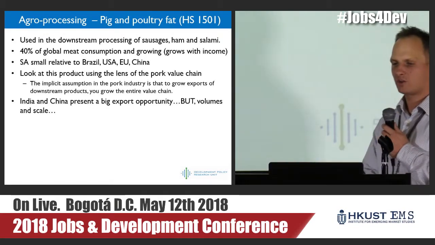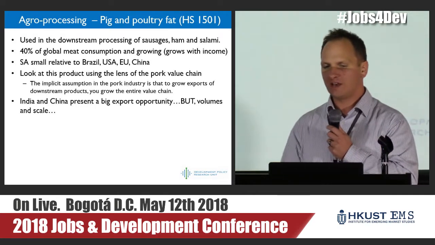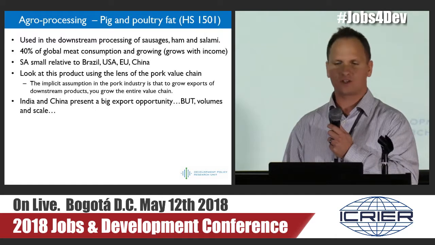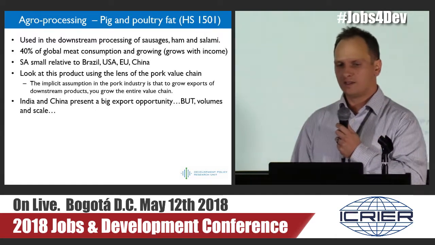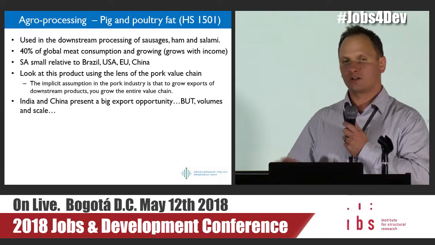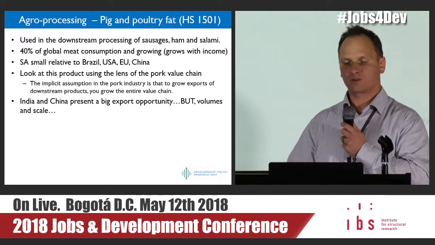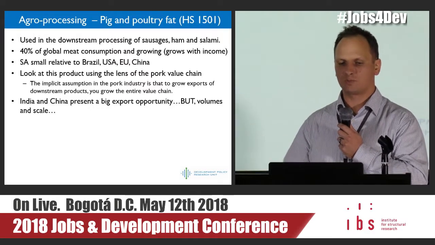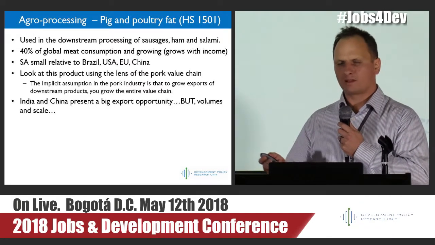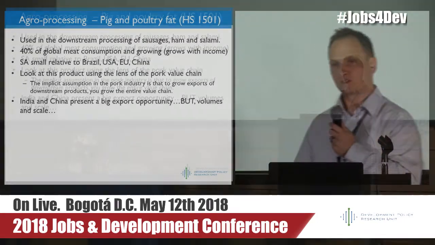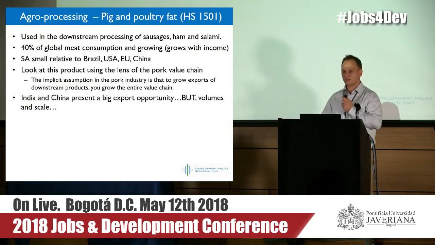So the product that we're interested in here is pig and poultry fat, and that's used in your downstream processing of sausages, ham, and salami. Now, pork is the most consumed meat in the world, and as income grows, your consumption of pork grows. South Africa's production is relatively small relative to your big producers in Brazil, the US, the EU, and China.